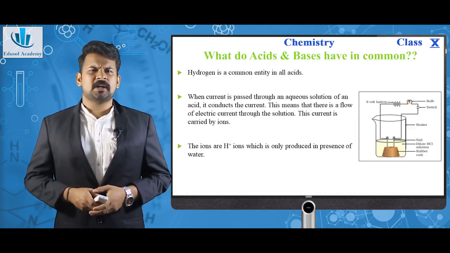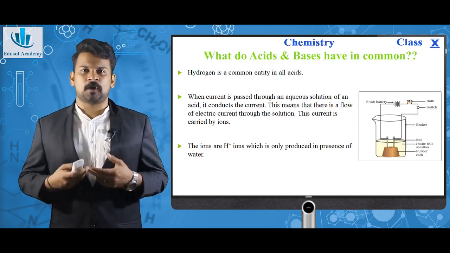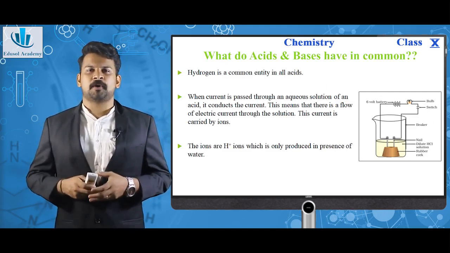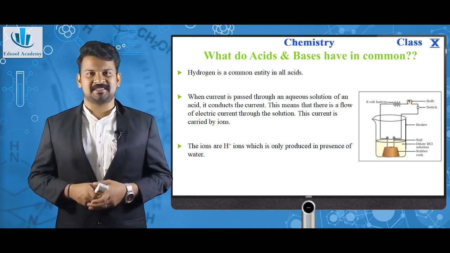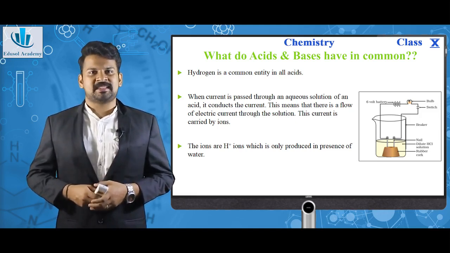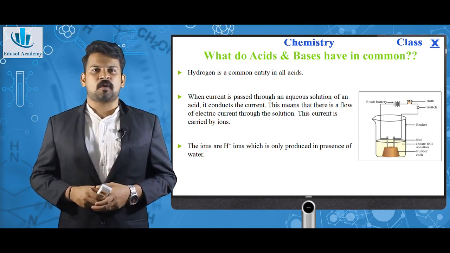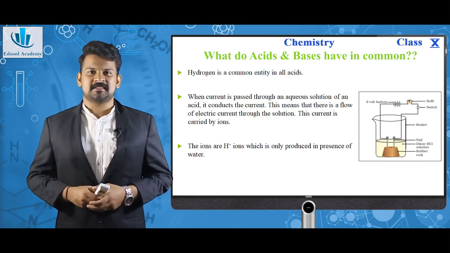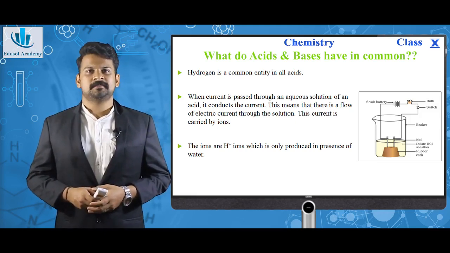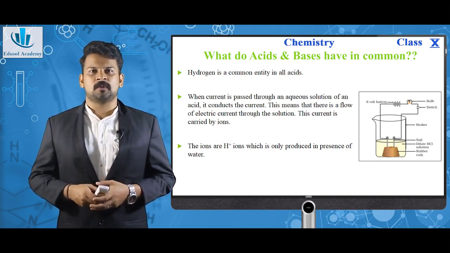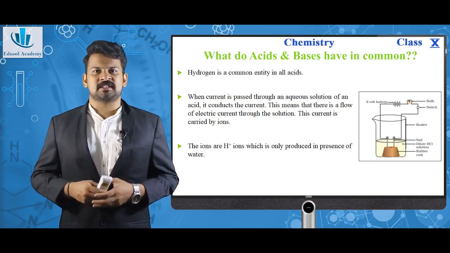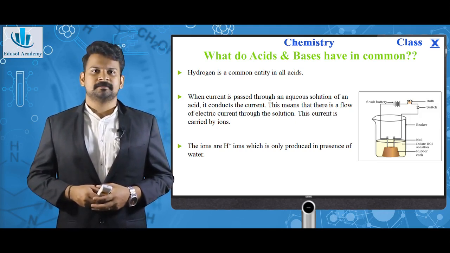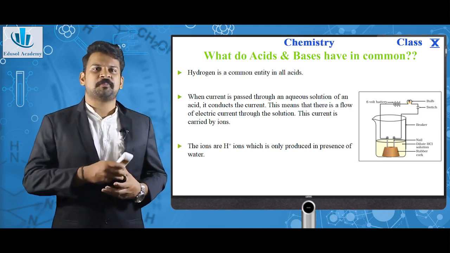Next, what do acids and bases have in common? This is the main broad category you have to study when you are dealing with acids and bases. Dealing with an acid, hydrogen is the common entity in all acids. Hydrogen chloride, HCl, sulfuric acid, H2SO4, nitric acid, HNO3, all these have hydrogen as a common entity. Now, just look at the picture.